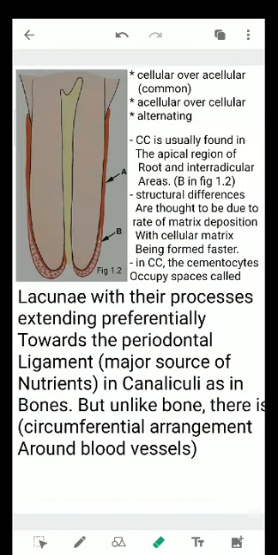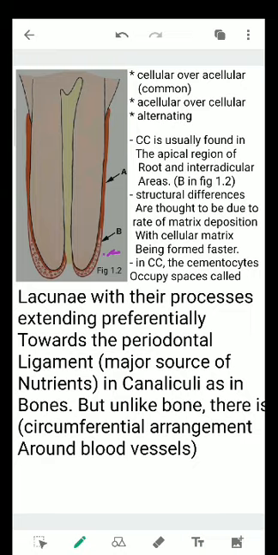Good. Now there are variations to which the cementum could exist. It is either the cellular cementum is over the acellular cementum, which is the commonest, or the acellular is over the cellular, or it is simply alternating. Now, cellular cementum is usually found in the apical. You can see that from B there, right? From B here, right down here, that's the acellular.